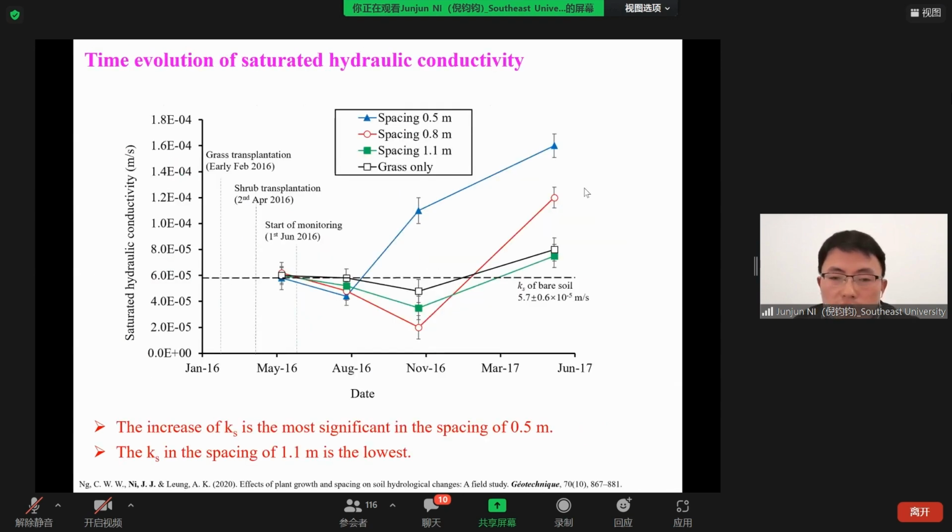Another important parameter is Ks, the saturated permeability, which is also a function of the growth time and the plant spacing. After the densely planted case, for example at 3.5 meters, it decreases a little bit, then increases substantially. So this difference is also a very important observation.